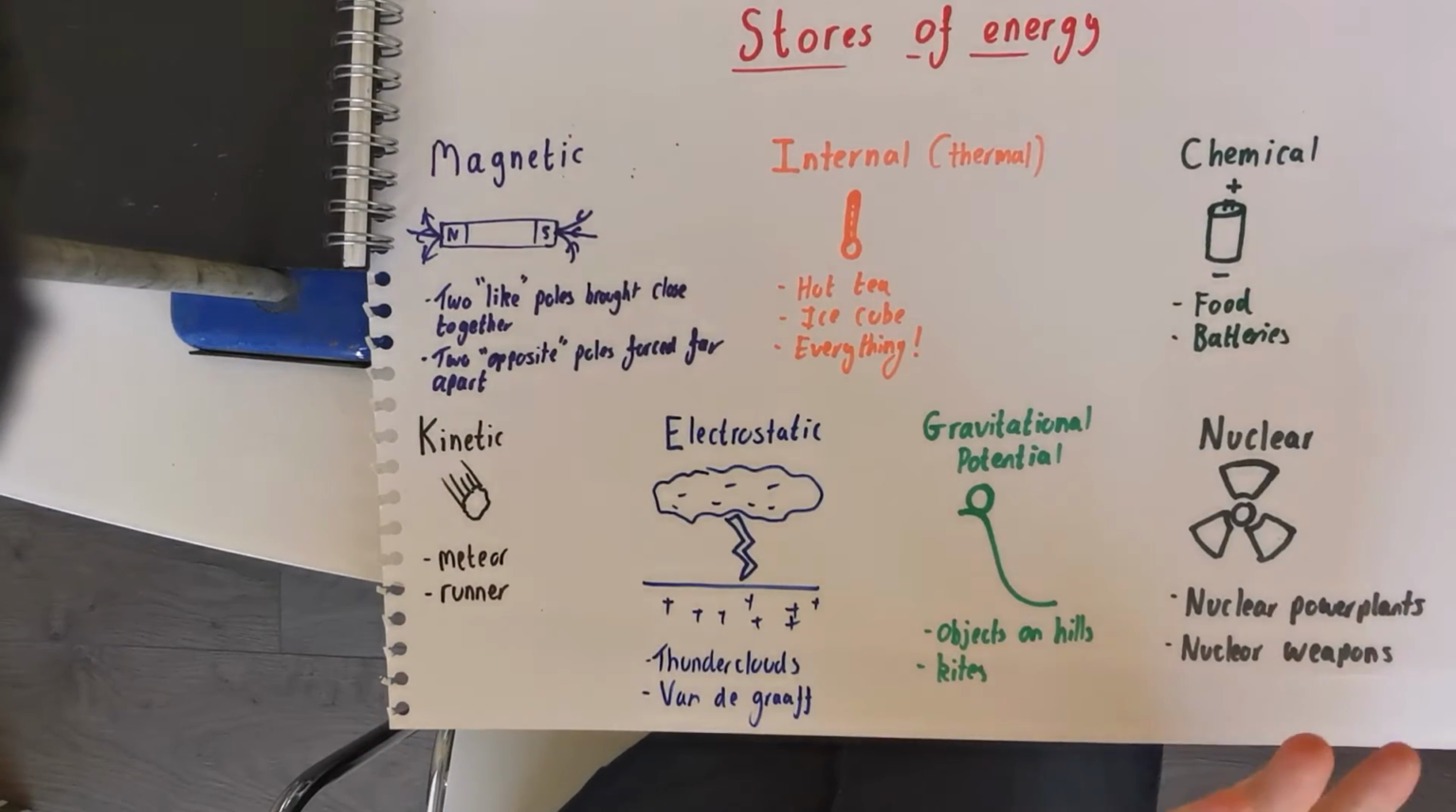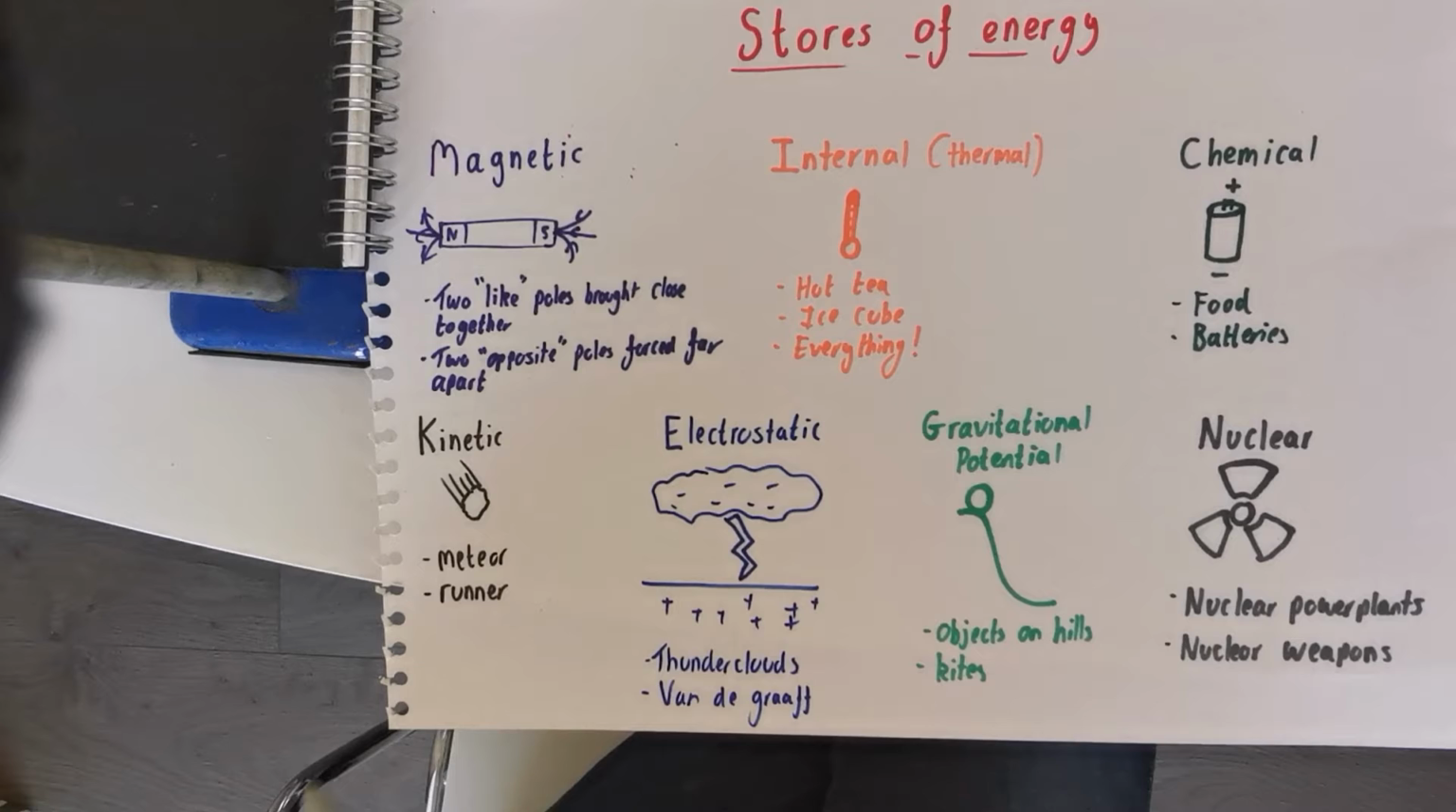You then got kinetic energy, one that I'm sure we're familiar with. This is movement energy, okay? It's found in any object which is moving, okay? So a meteor or a meteorite has kinetic energy. A runner has got kinetic energy.